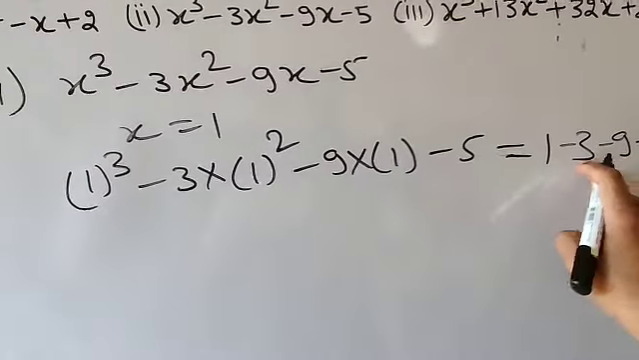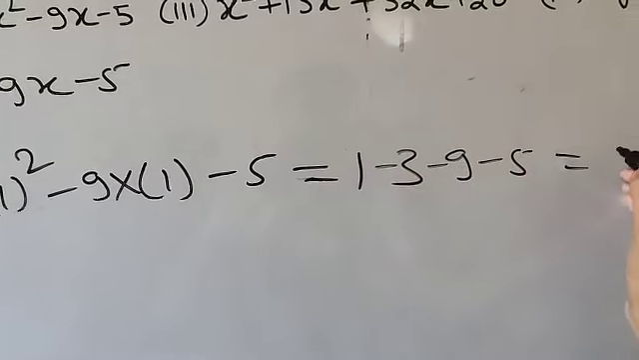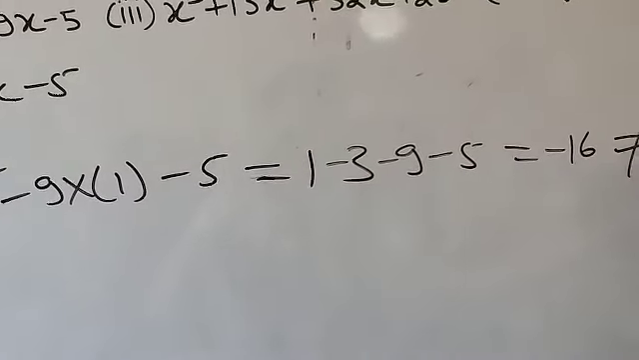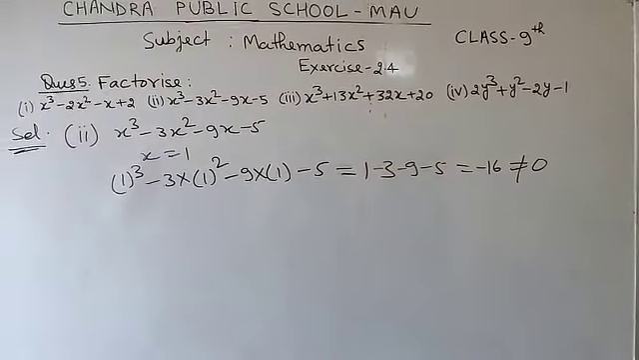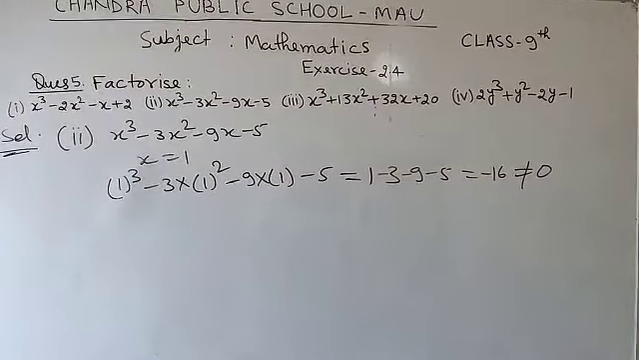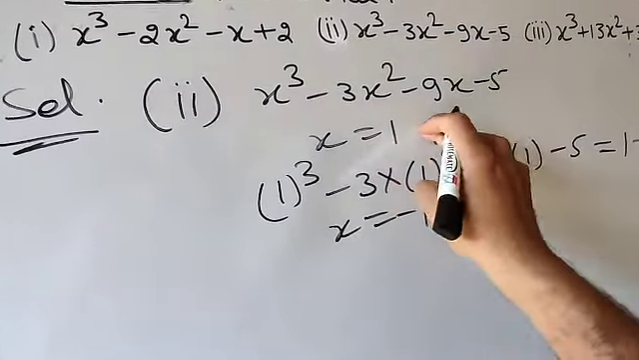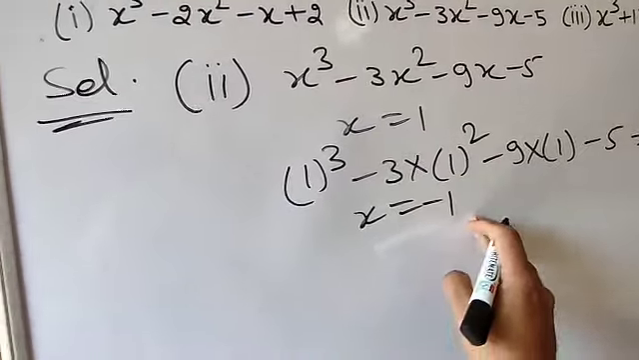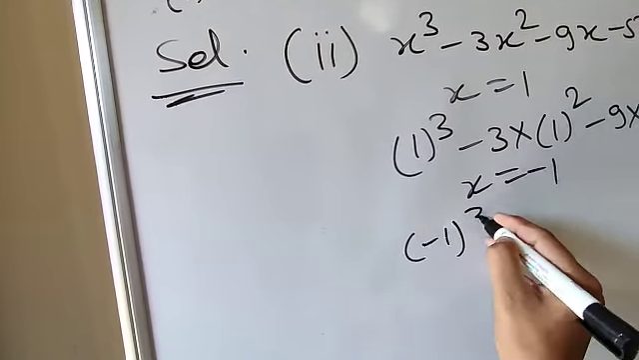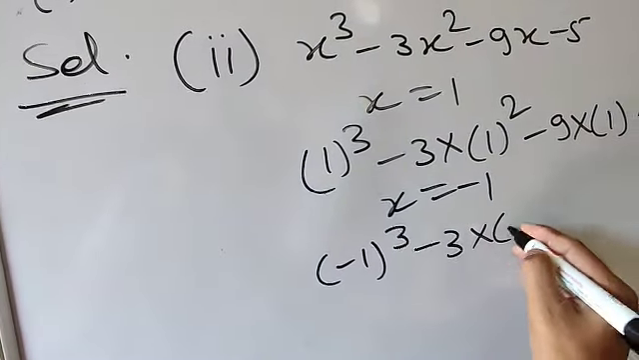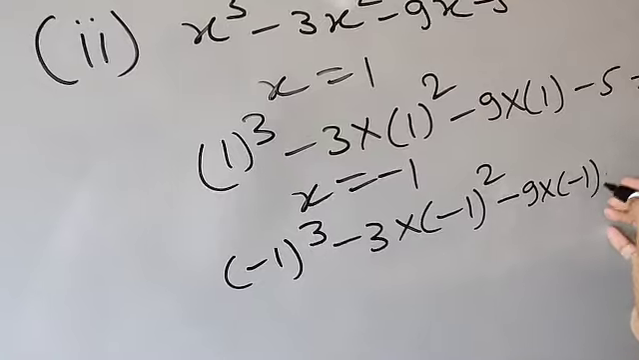It will be minus 17, minus 17 plus 1 equal to minus 16, and it is not equal to 0. So here you are going to get that if you are going to put x equal to 1, the value of the polynomial is not equal to 0. Then you will check for x equal to minus 1. If at x equal to 1 it is not 0, then you will check for x equal to minus 1. Now x will be replaced by minus 1. So here it is minus 1 cube minus 3 into minus 1 square minus 9 into minus 1 minus 5.